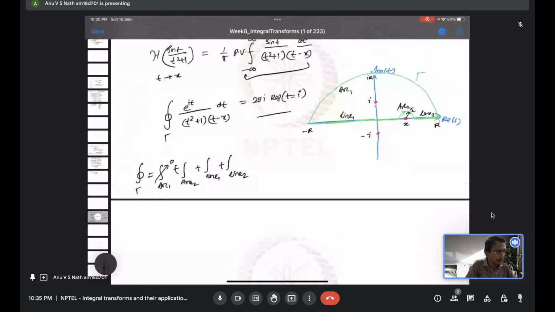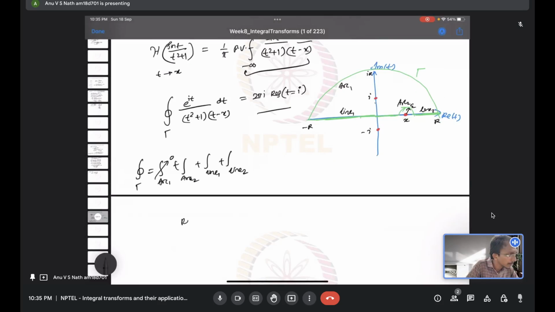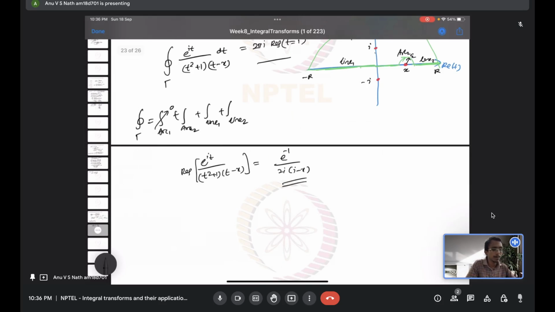So the residue will be just a multiplication. Let me show that: the residue of exponential of it divided by t squared plus 1 times t minus x, because at t equal to i it's a simple pole. You multiply with t minus i and then take the limit of t tending to i. You will find it will be e raised to i times i, which is e to the minus 1, divided by, here it will be just t minus i, t plus i is 2i, times i minus x. That you can convert to real form by multiplying with the conjugate in numerator and denominator.